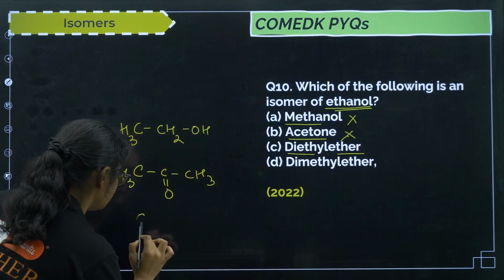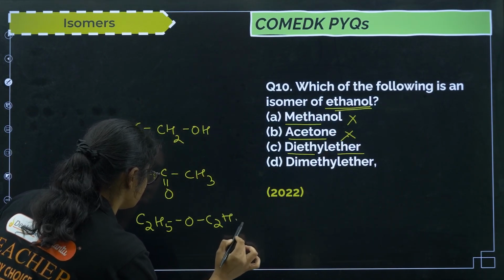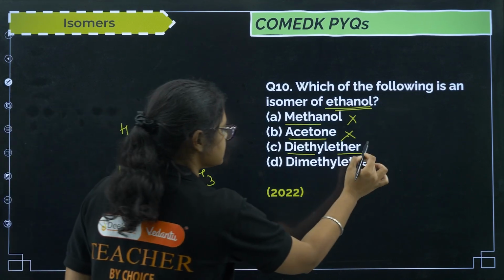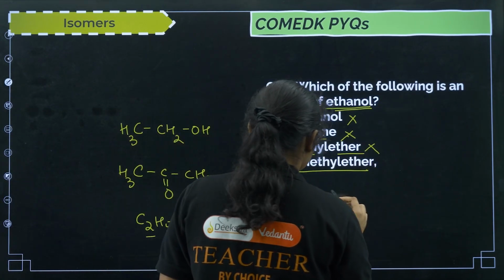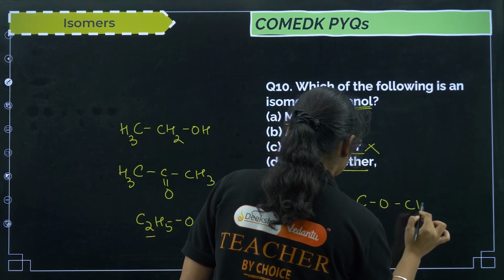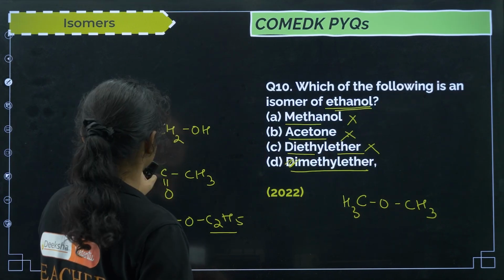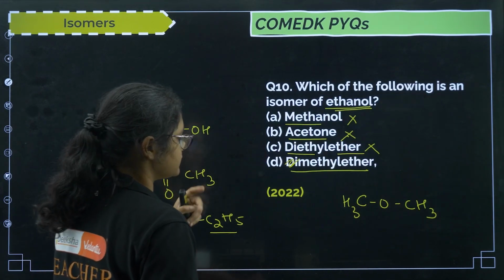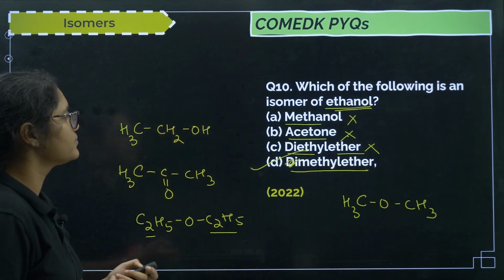Diethyl ether. So diethyl ether structure is like this. So this is also having 4 carbons. This is also incorrect. Methyl ether it is, okay. Oh sorry, dimethyl ether, it is like this. Structure is like this. Right. So you can see 2 carbon, okay, and you have 1 oxygen and you have 6 hydrogen. So these 2 are isomers, option number D is the correct answer here.